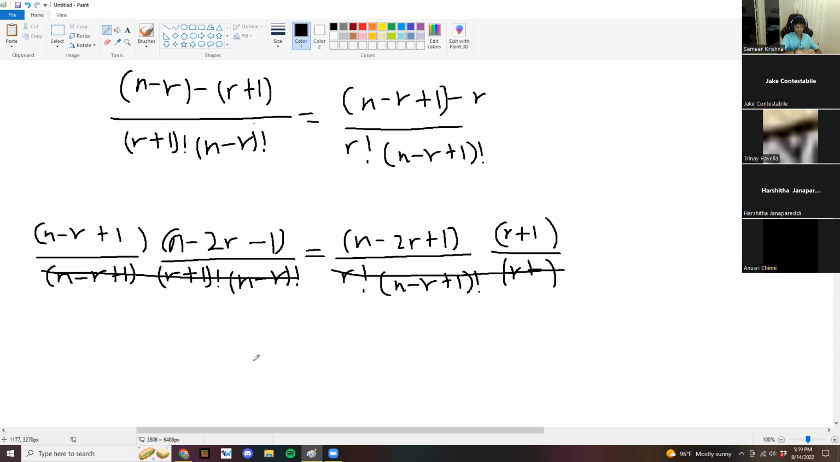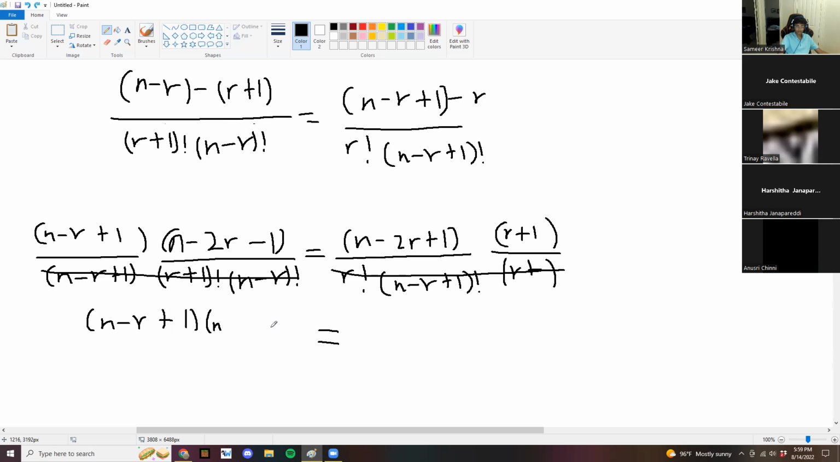Technically, if they have the same denominator, you can just take them out and set this equal to n minus r plus 1. At this rate, we have the same denominator, so we can pretty much ignore them now. I'm not even going to write it out because we can ignore them. n minus 2r plus 1.